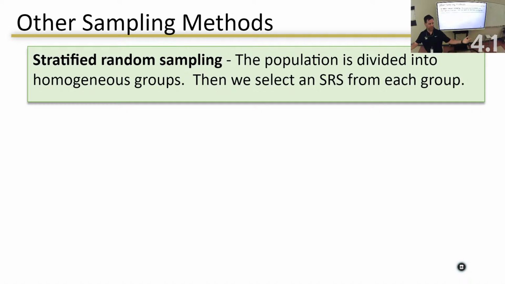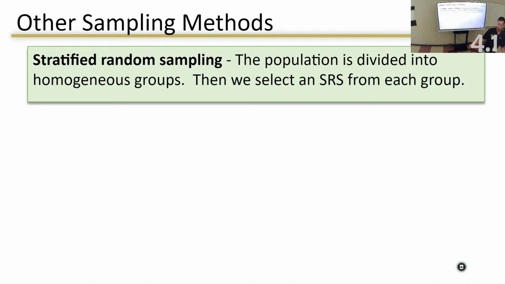I guess I could stratify you guys right now by your tables, even though they're not necessarily homogeneous. Depends on what information I'm looking for. Typically, it's not that many groups. But homogeneous groups, and then you choose an SRS from each group.